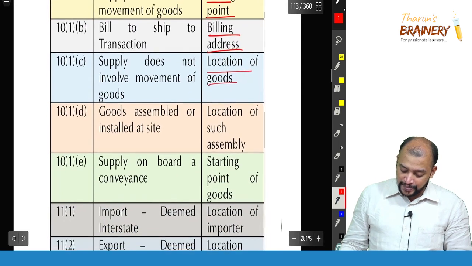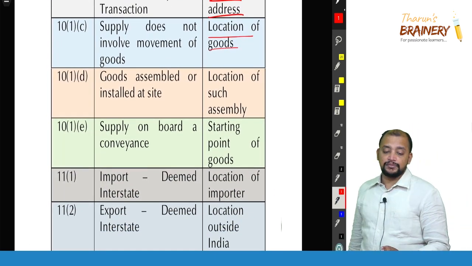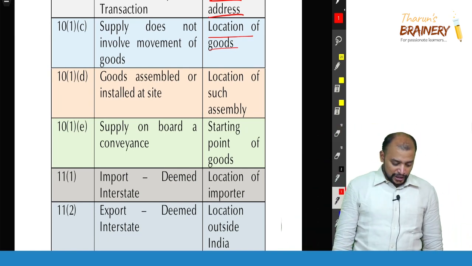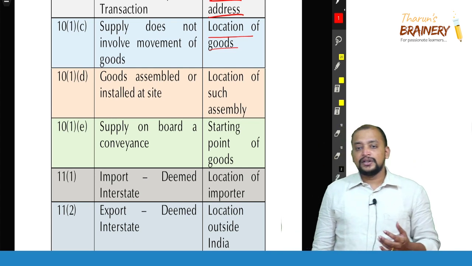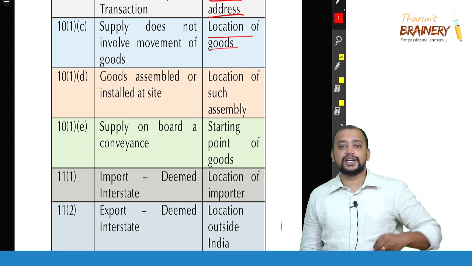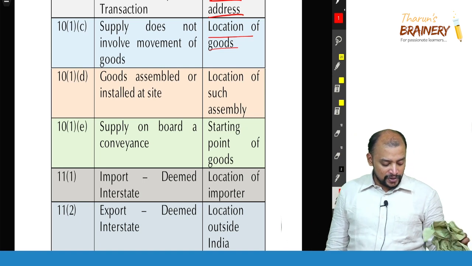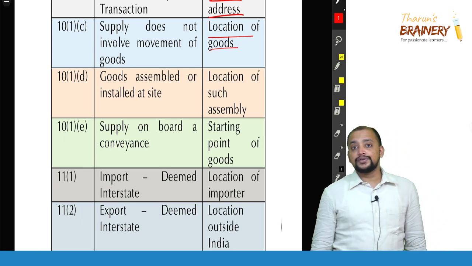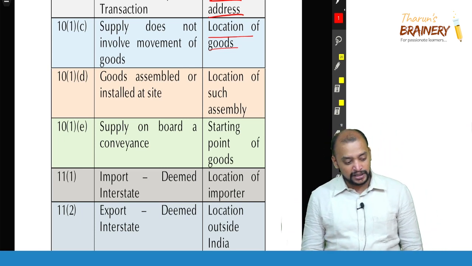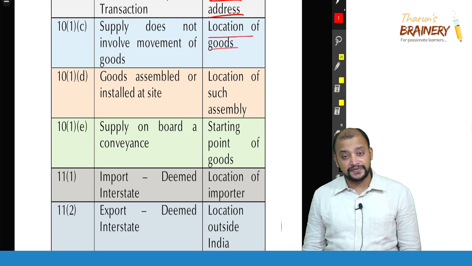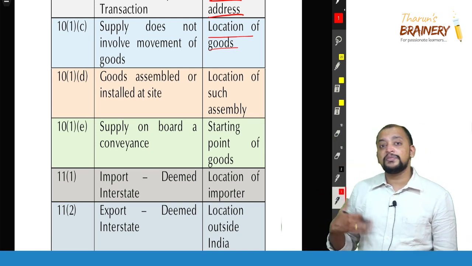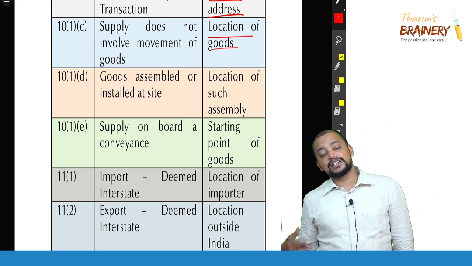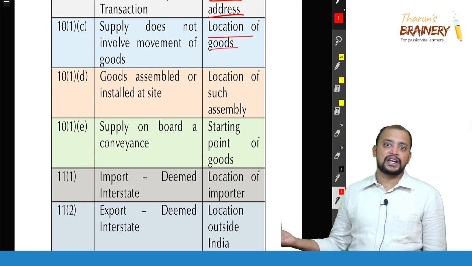Then 10(1)(d), location, like goods are assembled or installed at site. So in case where goods are assembled or installed at site means what? The supply is such that we need to do the installation at the site of the customer. Example, we are supplying one generator, we need to install. We are supplying an AC, we need to install. Like that, when goods are assembled or installed at the site of the customer, then the place of supply will be the location of such assembly or installation. So it may not be in the recipient's place, it may be in some other place. They will ask us to do the installation. So that other place where the installation is done will be taken as our place of supply.